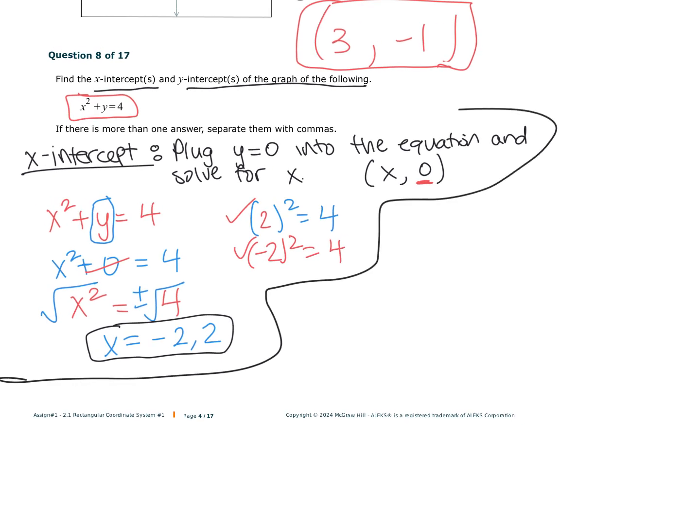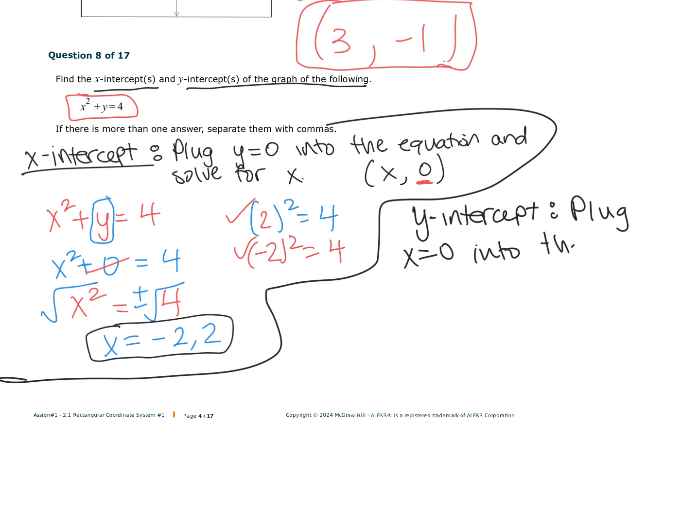Now we're going to do the y-intercept. How do you think, algebraically, we're going to do the y-intercept? Plug 0 into x. Good. We're going to plug x equals 0 into the equation. Absolutely. That will work all the time. Every time you're trying to find the y-intercept, you can always do this. And then you'll solve for y.